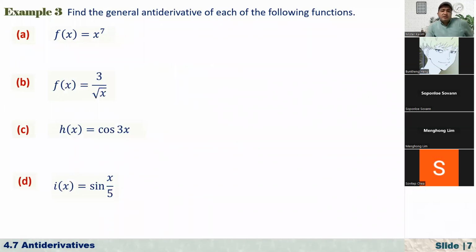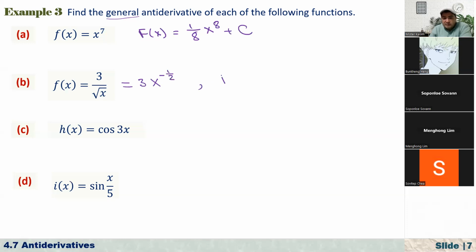Now, find the general antiderivative of each of the following functions. In a similar way, we can solve these questions. For example, the first one, capital F of x. Again, we ask ourselves, what function's derivative is x to the power of 7? So that is 1 over 8 x to the power of 8 plus c. We are talking about the general antiderivative, that's why I need to add c here. If you differentiate this function, you will get x to the power of 7. And how about this one? Before I continue, I can just write it as 3 times x to the power of minus 1 over 2.